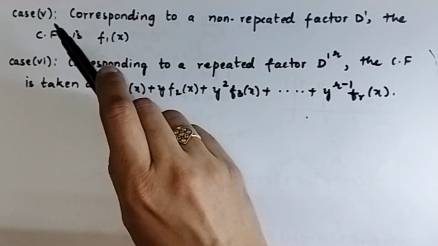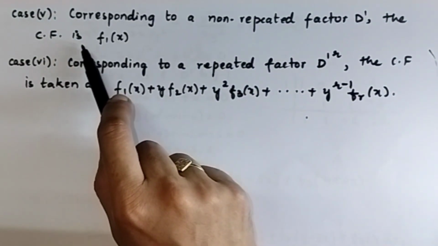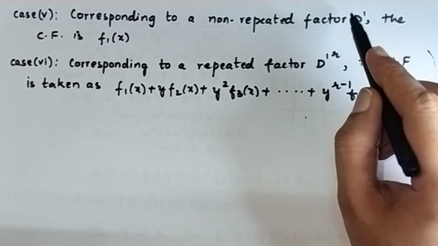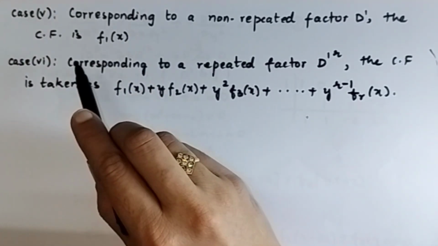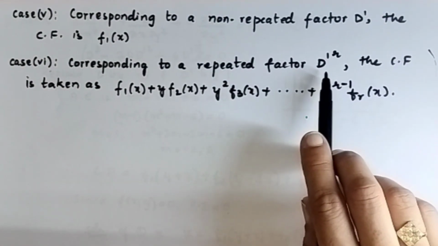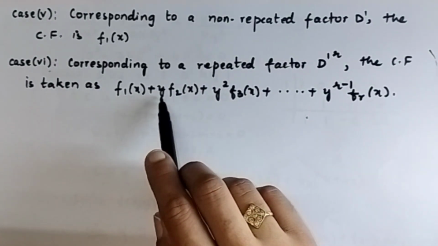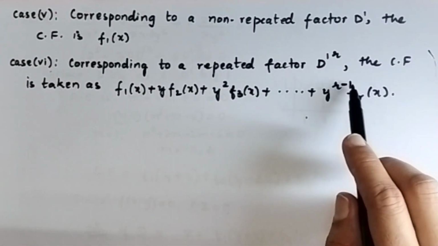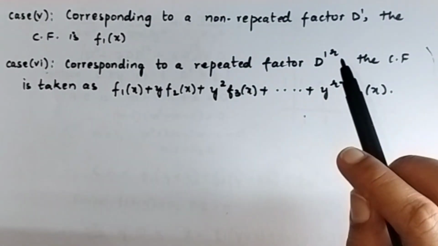Now similarly, fifth case is corresponding to a non-repeated factor d dash, the complementary function is taken as f1 of x. That is, with respect to d dash, here the variable to be taken is x, whereas with respect to d, variable is taken as y. The sixth case is corresponding to a repeated factor d dash to the power r. The complementary function is taken as f1x plus y into f2x plus y square into f3x plus so on to y power r minus 1 into fr of x. I will explain this through some examples.